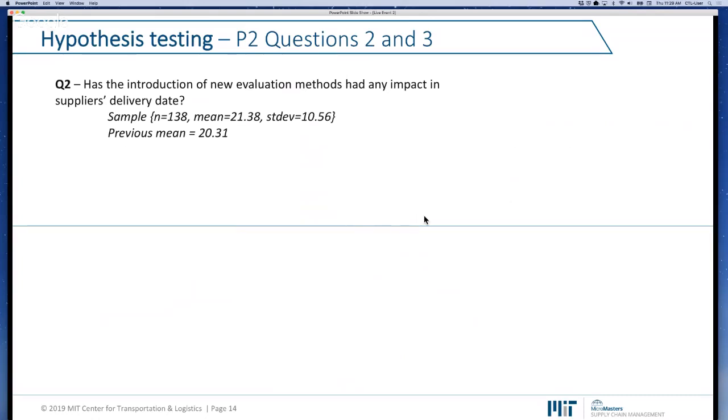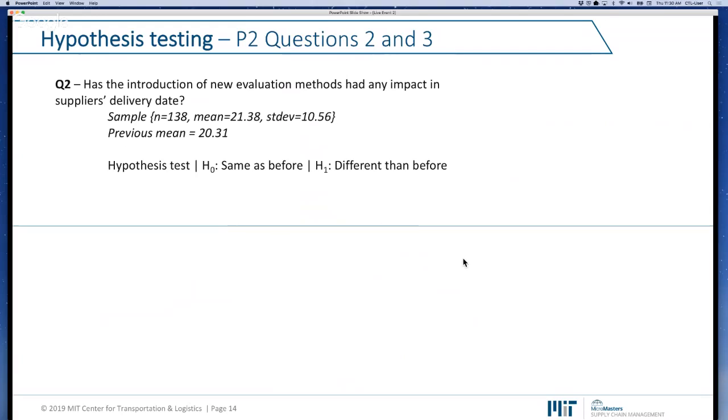So we have all this data, and we have to formulate the hypothesis test. As I mentioned, null hypothesis, nothing changes. So my null hypothesis in this case will be that the new evaluation methods had no effect. The delay in delivery dates is similar before and after the implementation of the new evaluation methods, while my alternative hypothesis will be that something changed. So the current situation is different than the previous situation.